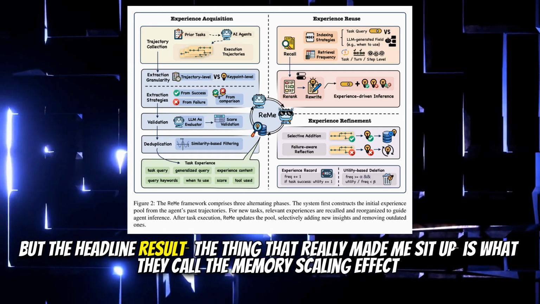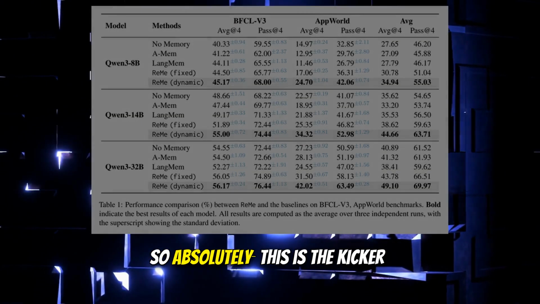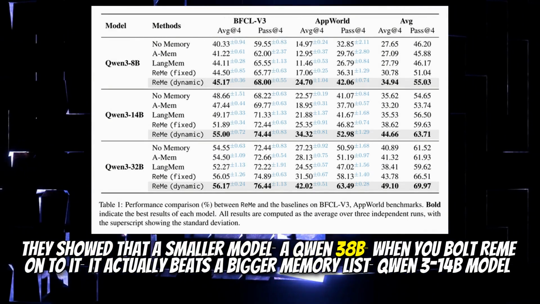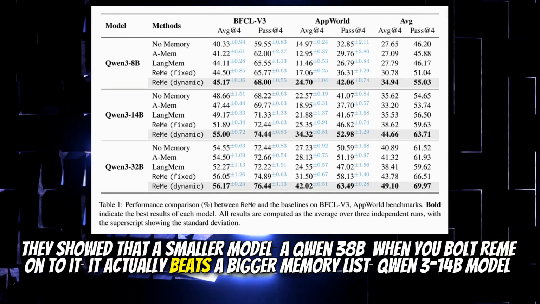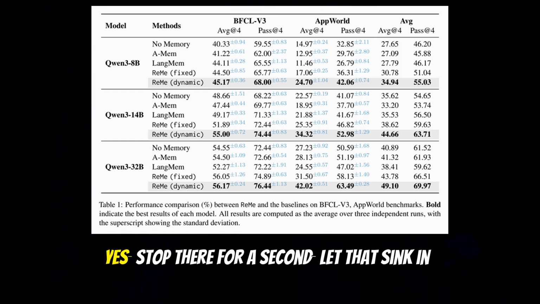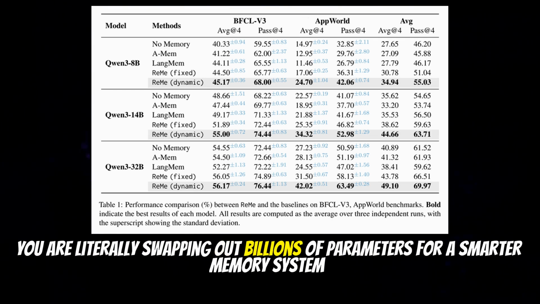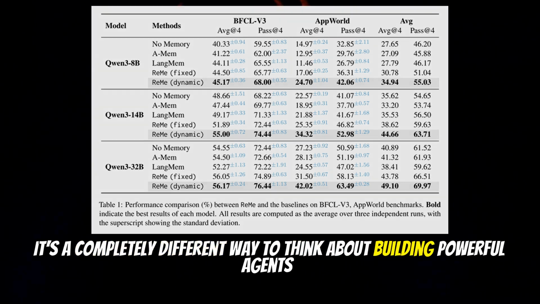But the headline result, the thing that really made me sit up, is what they call the memory scaling effect. Oh, absolutely. This is the kicker. They showed that a smaller model, a Qwen3-8B, when you bolt ReMe onto it, actually beats a bigger, memoryless Qwen3-14B model. Yes. Stop there for a second. Let that sink in. You are literally swapping out billions of parameters for a smarter memory system. This isn't just an efficiency game. It's a completely different way to think about building powerful agents.